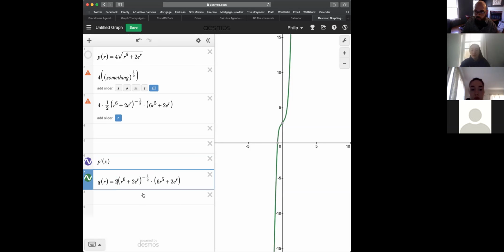Would Desmos accept either way or one or the other? You mean WebWork? Yeah, yeah. So WebWork will accept either. So if you put this into WebWork and you put 4 times 1/2, it would accept that, whether you put that or 2. Yep.